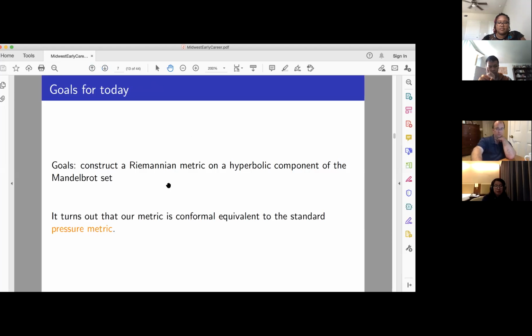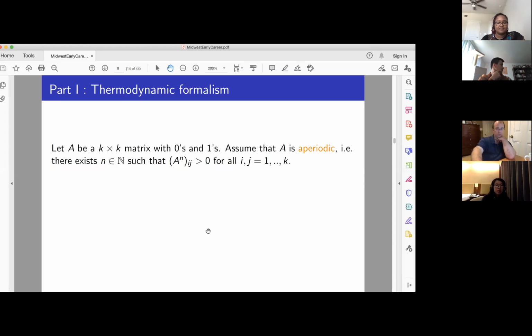I would like to remark that our result actually holds for more general hyperbolic components in the moduli space of rational maps. But in order to fit everything into a 30-minute talk, I will just tell you how to do this construction for a hyperbolic component of the Mandelbrot set. I will start by telling you what the standard pressure metric is, and it is in the realm of thermodynamic formalism.